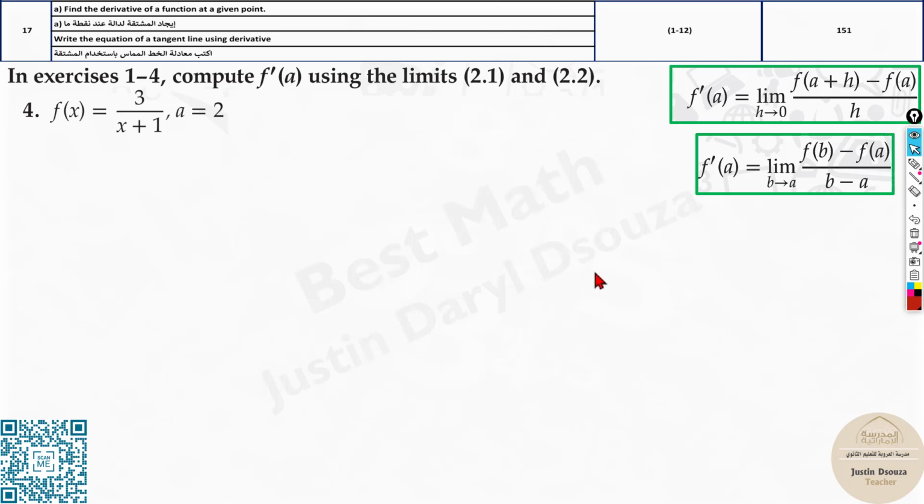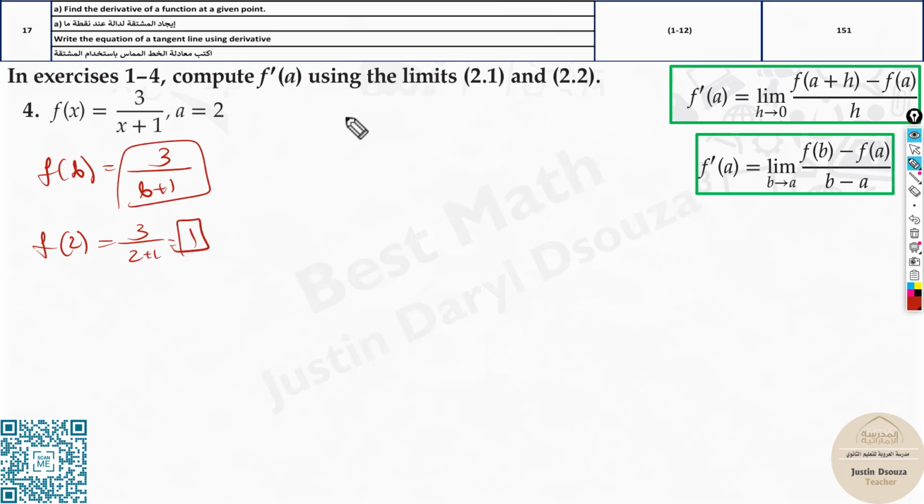It's just the same thing, but I'll quickly do it because it's the last problem in the first 4 exercises. So f of b would be 3 by b plus 1, and f of a is 2. We have just done it a while ago. It will be 2 plus 1, that is 1. Why? It's 3 divided by 3. This is it. Now let's substitute in the formula.